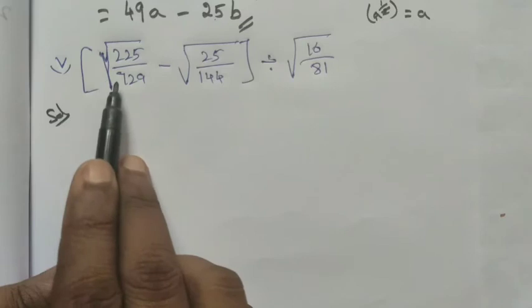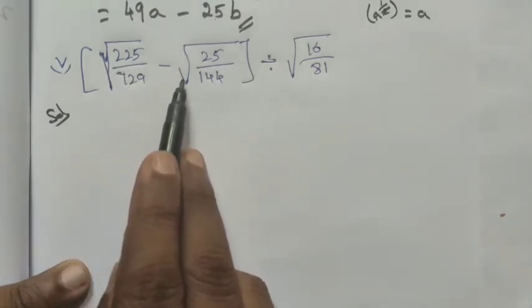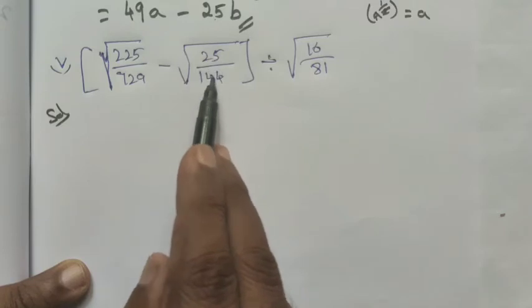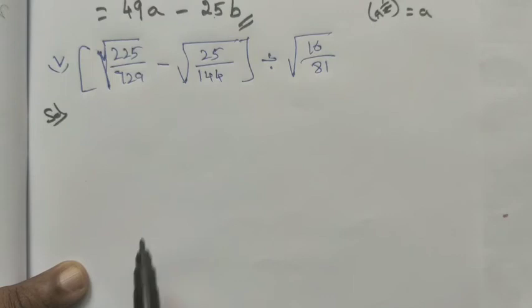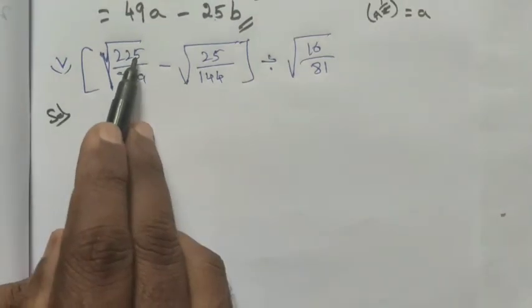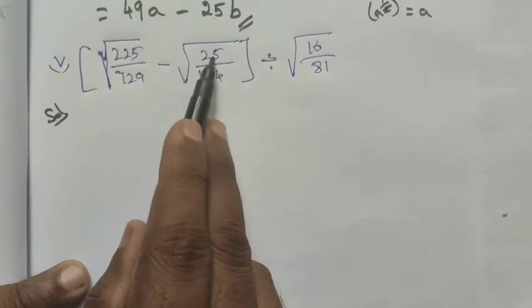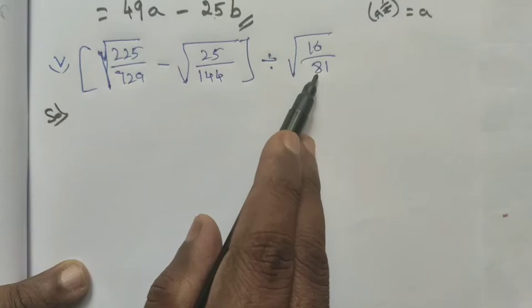Next, Roman number 5. Square root of 225 divided by 729 minus square root of 25 divided by 144, divided by square root of 16 divided by 81. See, wherever we have a perfect square number: here it is a perfect square number 15 into 15. Here it is a perfect square number 5. Here it is 12 into 12. Here it is 4, and here it is 9 into 9.